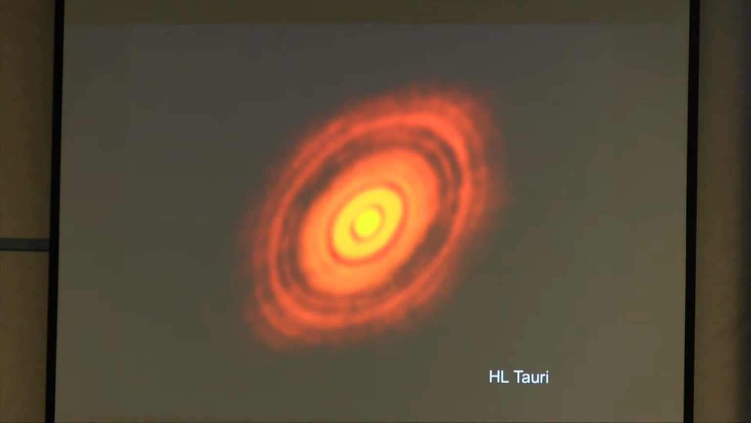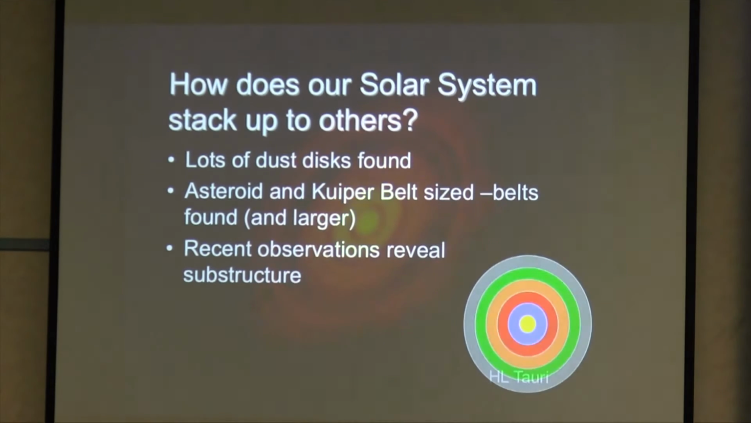So, thinking about our solar system and how it stacks up to others, we have lots of dust disks being found, okay? We have asteroid belt and Kuiper belt size things found. We even have things much, much further out. We have belts out at hundreds of AU instead of down at a few AU or at tens of AU. Okay, so we're seeing a variety of sizes of all these things.